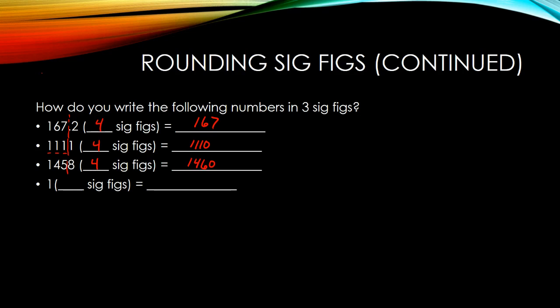And then finally, this one is a little tricky. Our last example here, we have 1, which is really only 1 significant figure, and we need to write it with 3. So the way that we turn fewer sig figs into more sig figs is by getting a little bit creative with the use of a decimal point and zeros. So if we need to write 1 with 3 significant figures, it becomes 1.00, which now has the 3 significant figures.